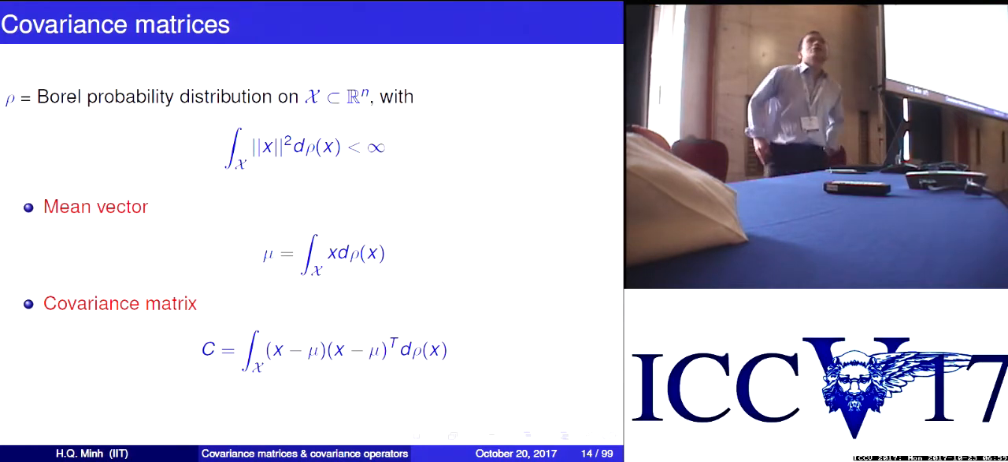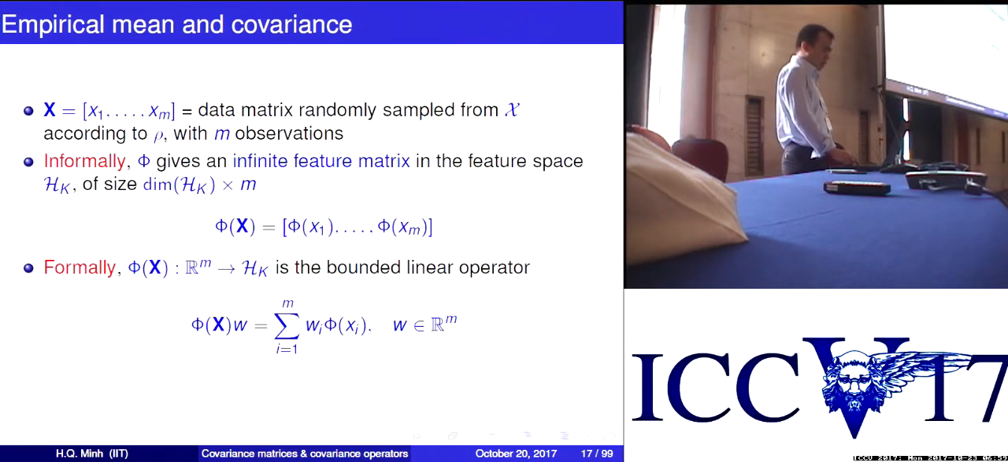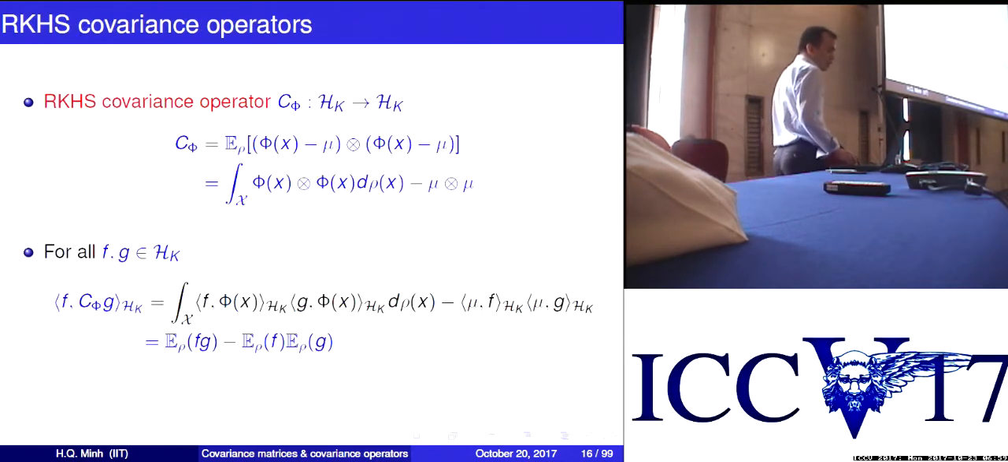Now the phi(x) here is in general implicit. It's actually not computed explicitly. It can be computed explicitly, but the expressions tend to be quite complicated. So in general, it's used implicitly. Now, that is the theoretical definition.